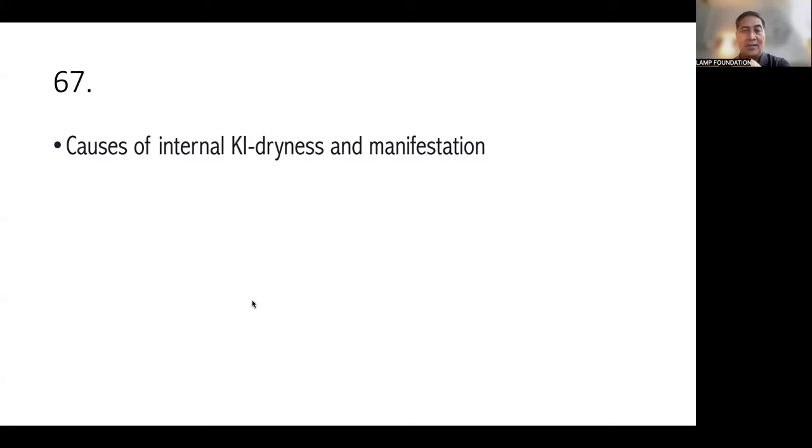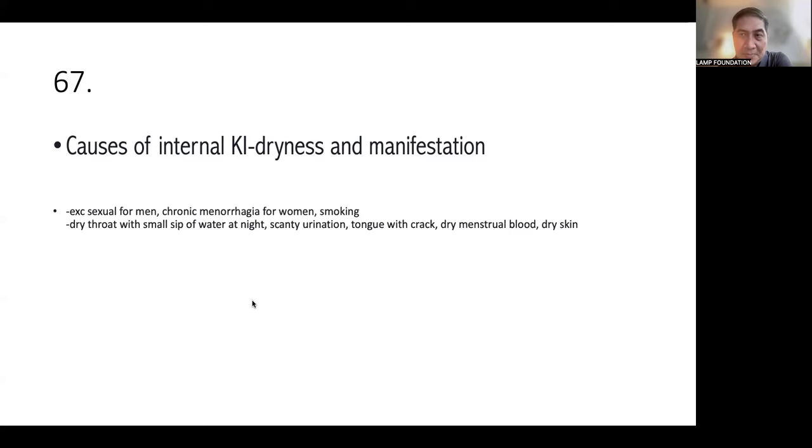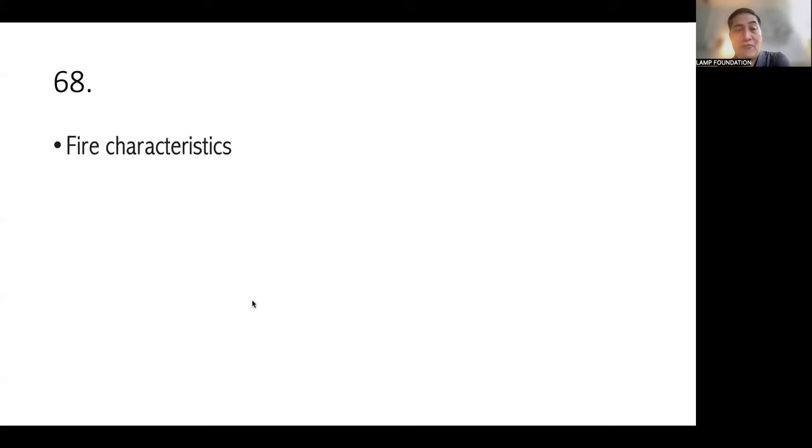Okay, what are the causes of internal kidney dryness and manifestation? Excessive sexual activity for men, chronic menorrhagia for women, smoking. It will have dry throat with small sip of water at night, scanty urination, tongue with cracks, dry menstrual blood, dry skin. Very good. Easy, no? Okay, punta na tayo sa fire.